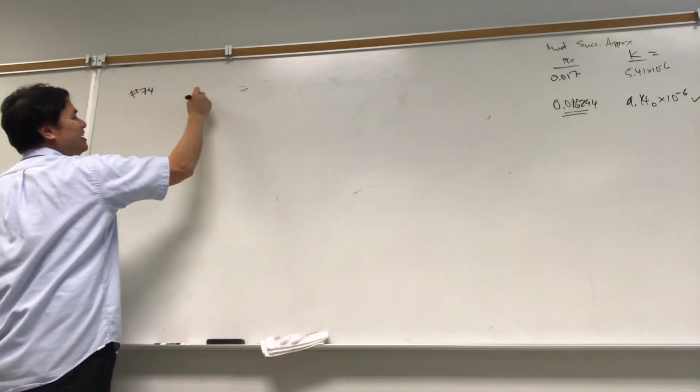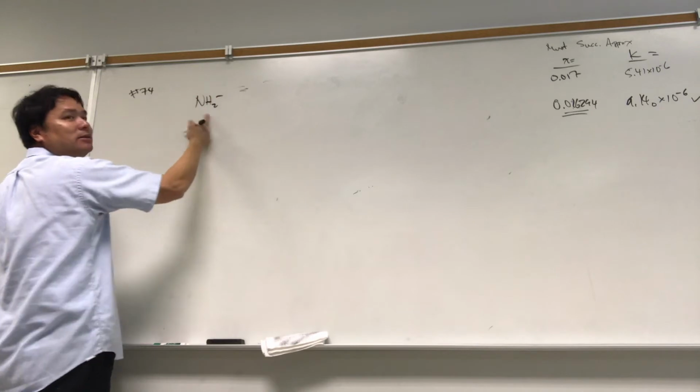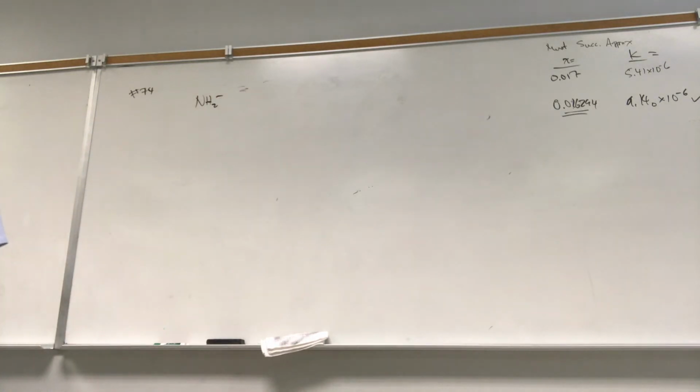Number 74 is this ion. Do you know what the name of this ion is? Kelly should know the name of this ion. NH2 minus. No. Remember, it's because of that chart. Remember that chart there? Bottom right of the chart. No? Or does somebody know?